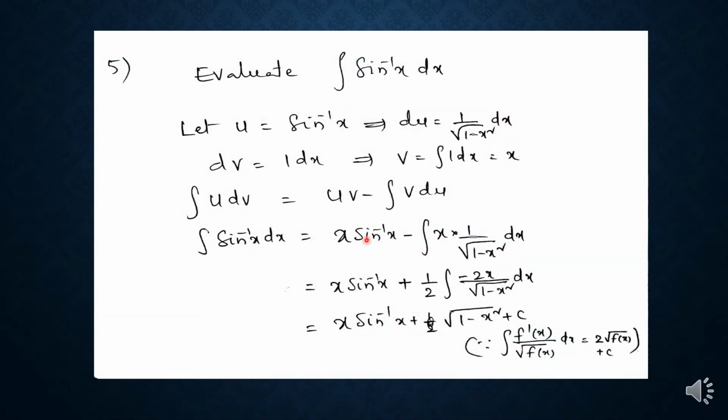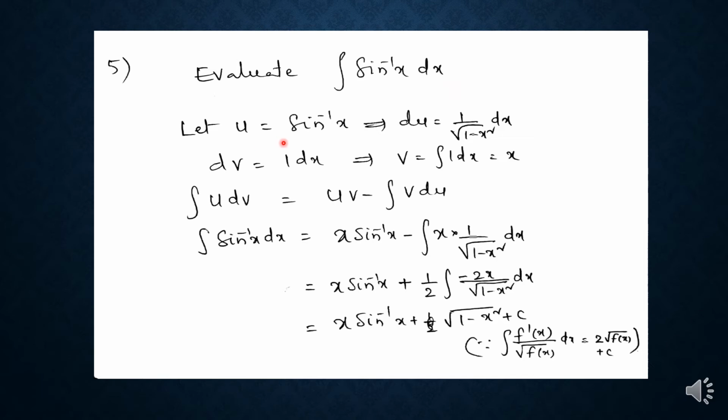Next, evaluate integral sin inverse x dx. Here also we can see a single function. So by using integration by parts, we can find the integral of this inverse trigonometric function. Here also, like in the previous problem, the first function is taken as sin inverse x, u is equal to sin inverse x, and dv is equal to 1 dx. The second function is 1. So sin inverse x into 1 dx.